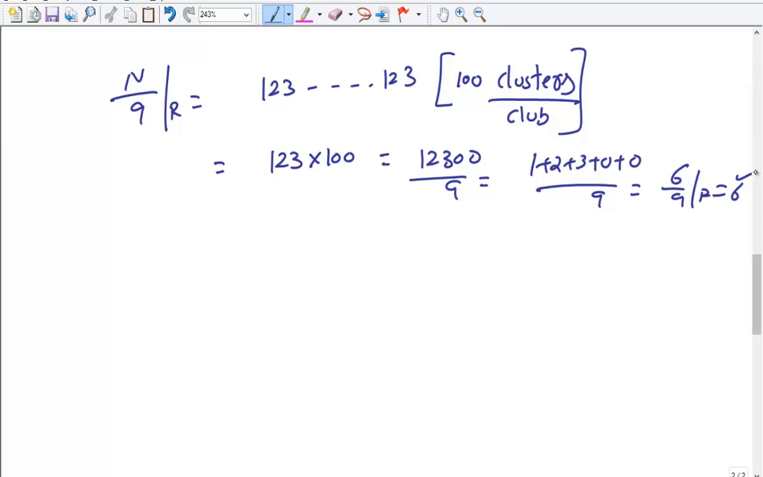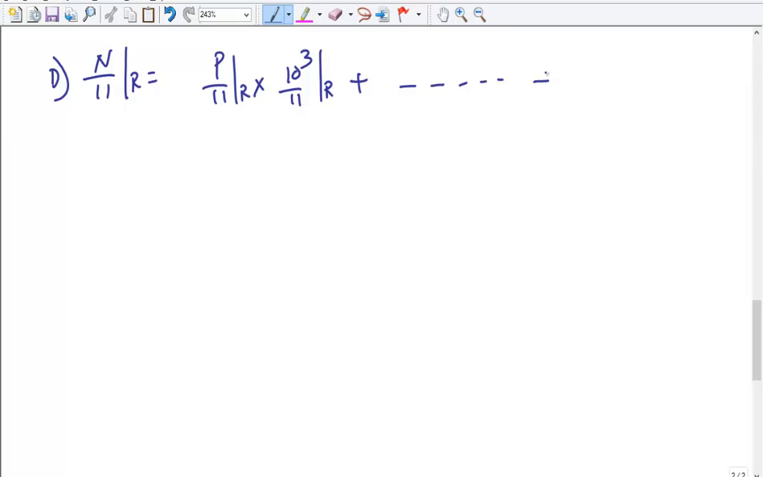Either we can add individual digits or we can take a club of 3, a club of 4, a club of 5. Well, we can take any club size. It could be 1, 2, 3, 4. It's our choice. Now the same is the case with n by 11. So this is D, n by 11 remainder. That's nothing but P by 11 remainder into 10 cube by 11 remainder and so on up to S by 11 remainder into 10 power 0 by 11 remainder.